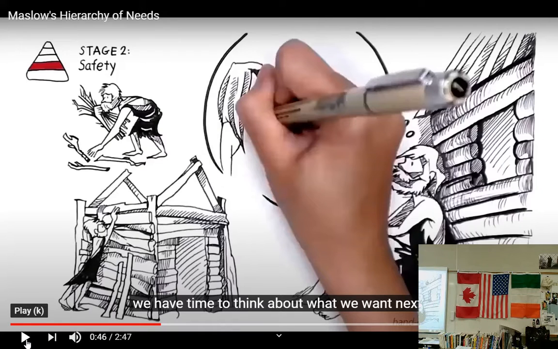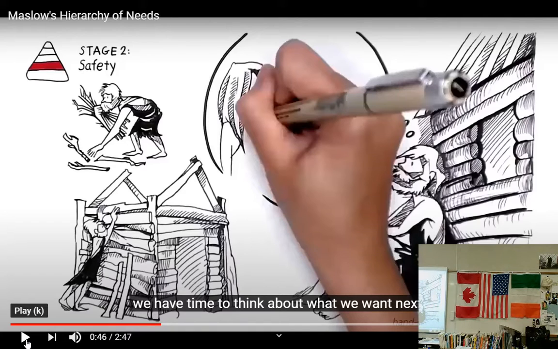So stage 2, safety, shelter becomes a little more sophisticated. But again, you can't have the luxury of building a more permanent housing if you're struggling for air. You can't have the luxury of providing more short or long-term safety if you can't breathe. So that's why those physiological ones were first, and now you can move on to safety.